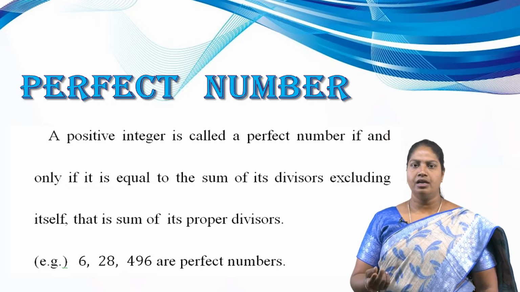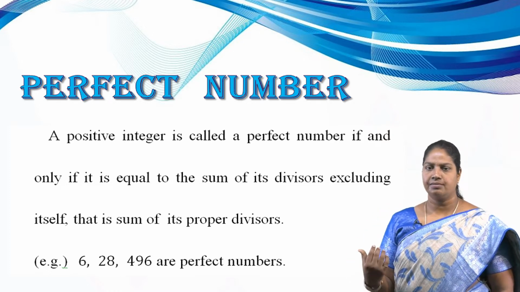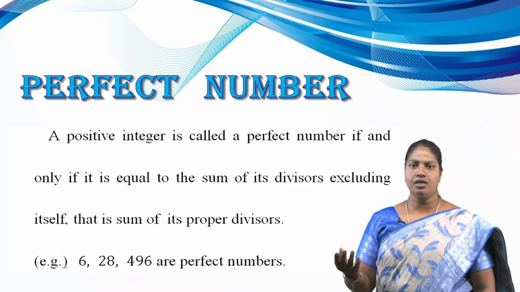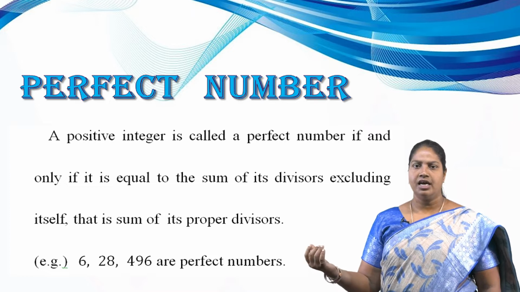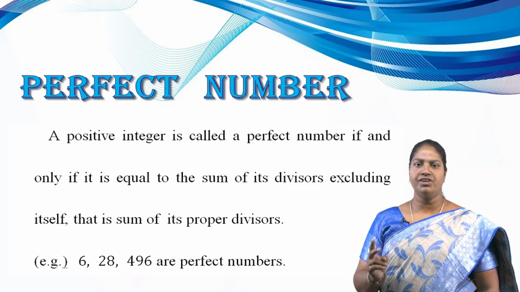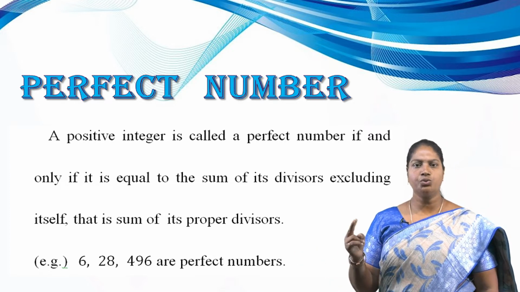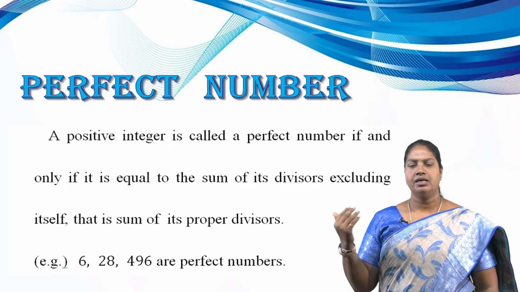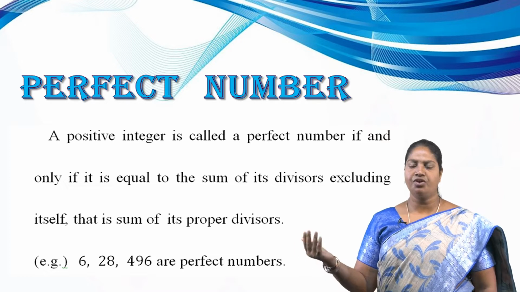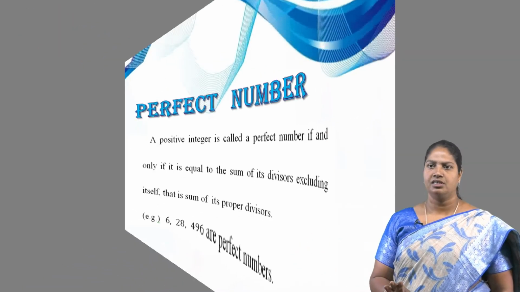For example, let us take 6. The divisors of 6 are 1, 2, 3 and 6. If we add all these numbers, we will get 12, that is 2 times 6. So, 6 is a perfect number. So, 28, 496 are all perfect numbers.